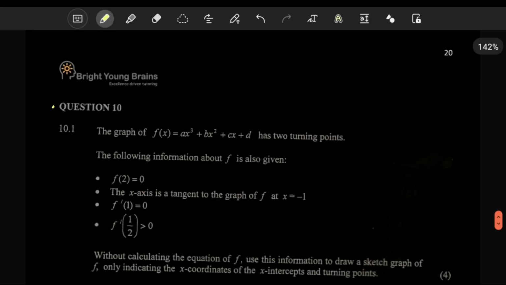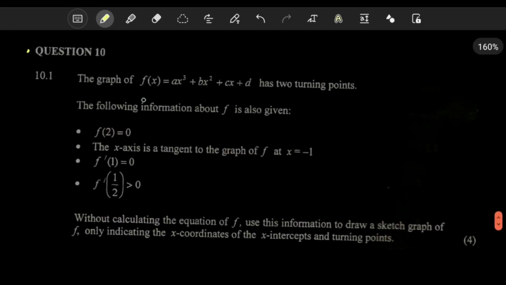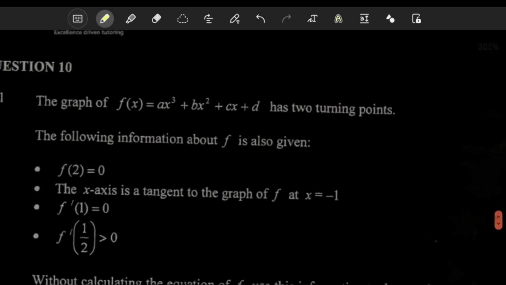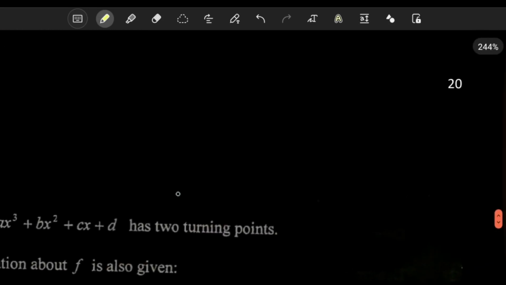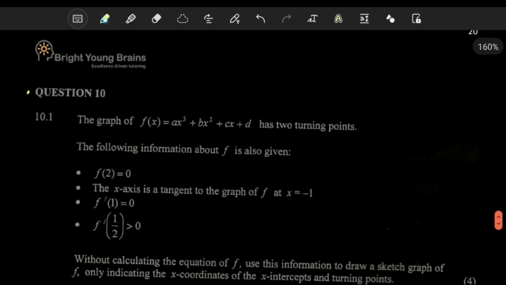Just stop. This is 4 marks. They've given us all this stuff here. They said the graph of f of x is this. So it's a cubic function. Okay, it has 2 turning points. No kidding, it's a cubic function. But hey, let's not say duh, because some of them look funny like this, and you'll just be thinking, is that a cubic function? Yep. So here they're trying to say it's a normal cubic function. It has 2 turning points.